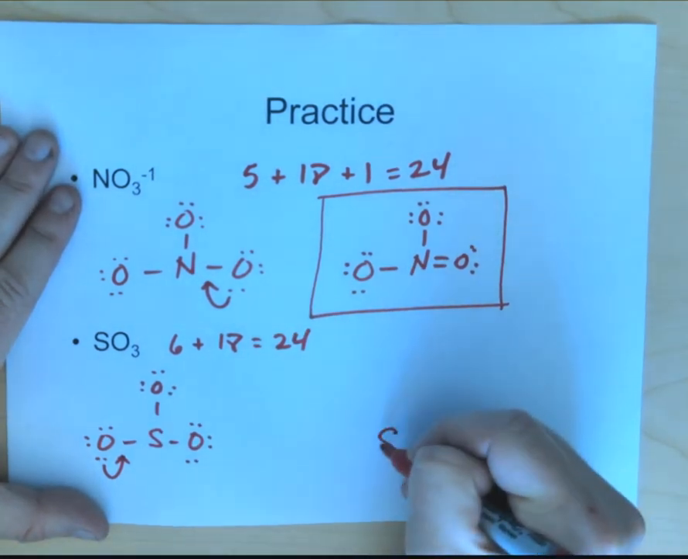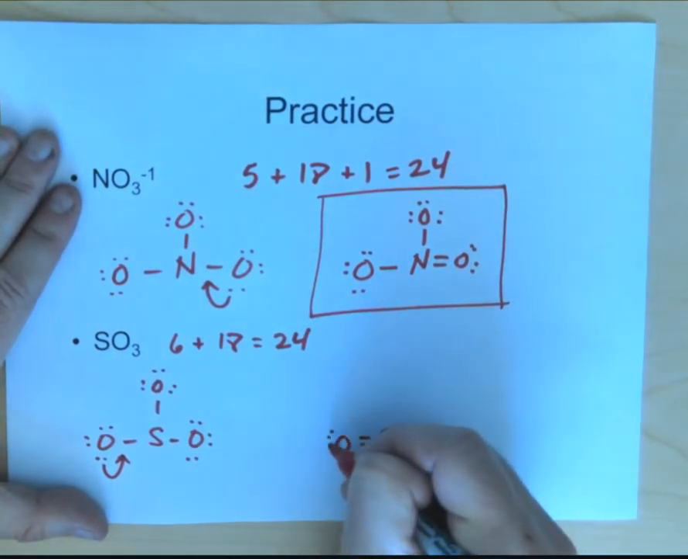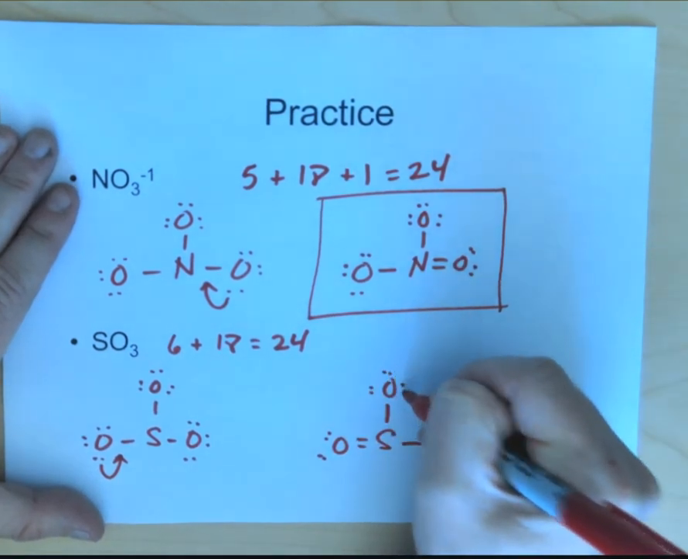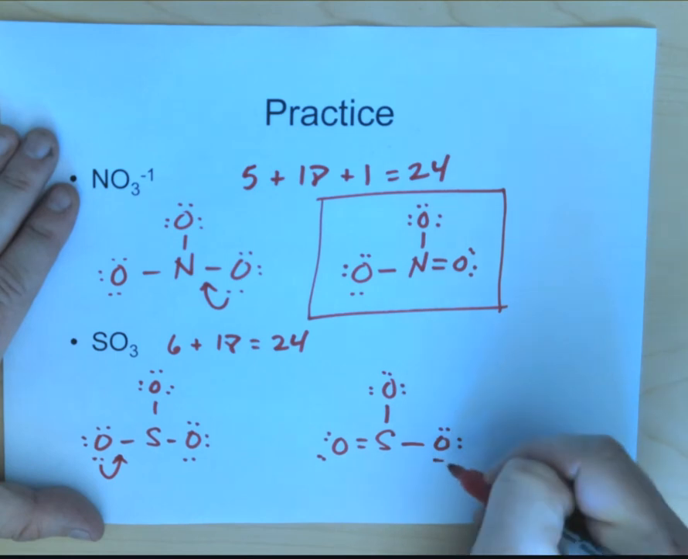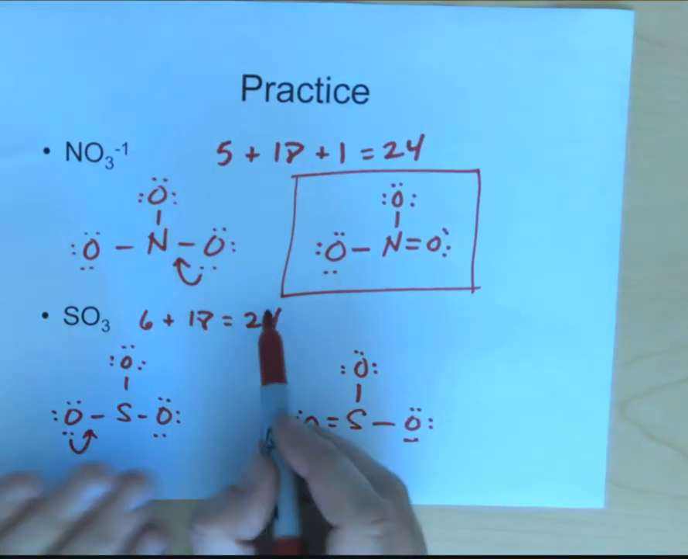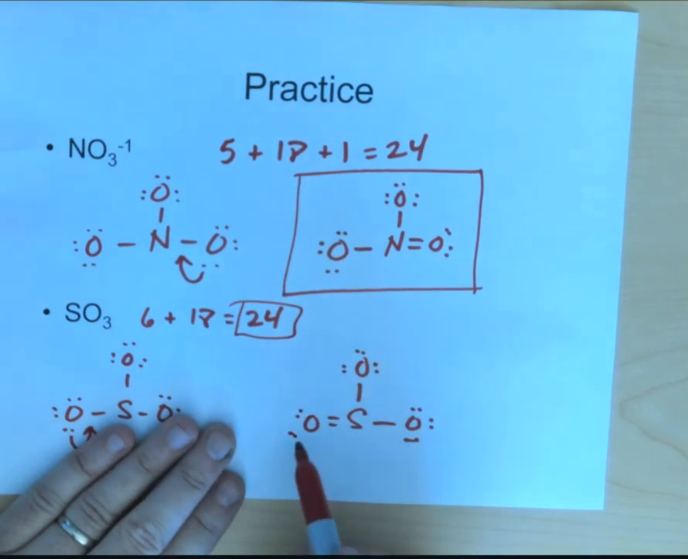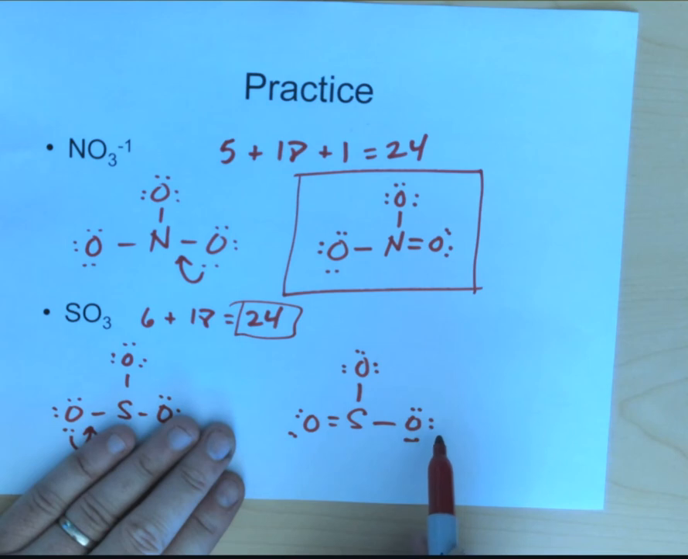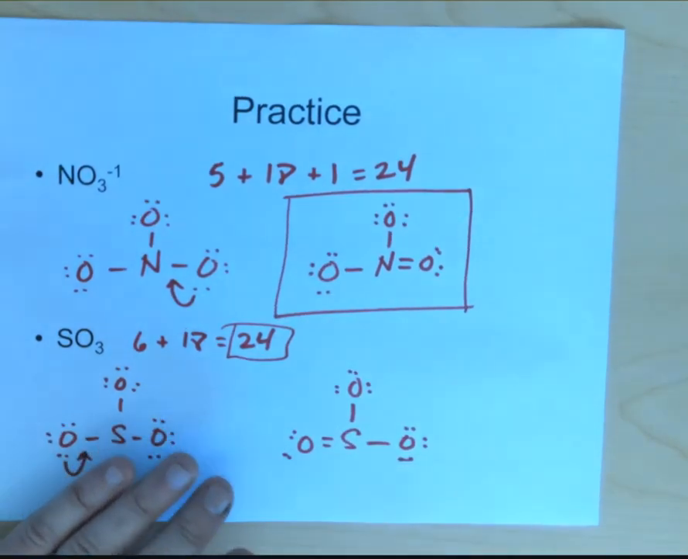When we draw our new nice neat structure, we'll have 1 double bond between sulfur and oxygen and 2 single bonds. When you redraw your structure, make sure you're drawing it carefully so that you still have the right number of electrons. I should have 24 electrons in here, so 2, 4, 6, 8, 10, 12, 14, 16, 18, 20, 22, 24. Beautiful. All right, so that's drawing the structures.